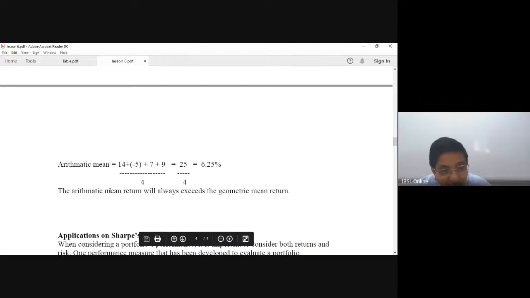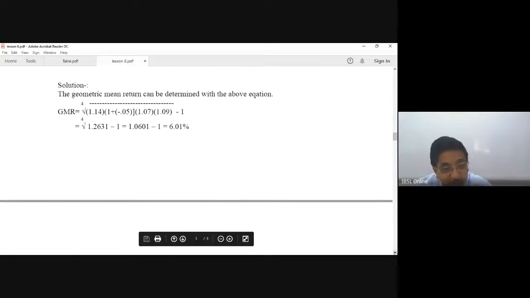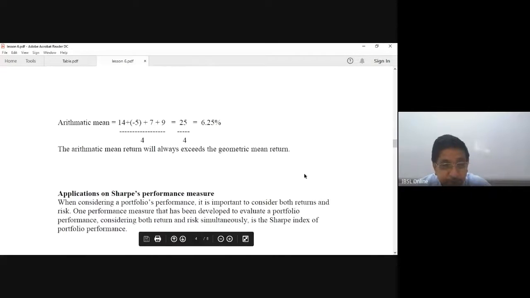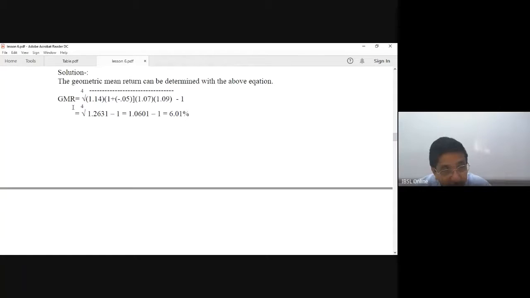And what is the arithmetic mean? It's a very simple one. 14 minus 5 plus 7 plus 9 comes to 25, and divided by 4 it is 6.25. Now when you compare the two, you can see the geometric mean return is a lower value than the arithmetic mean. I think most of the time this is the case. The arithmetic mean return will always exceed the geometric mean return. I don't think that this geometric mean return calculation will be an issue for you.